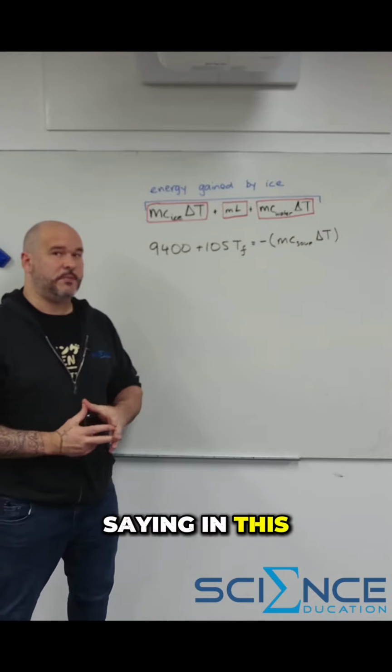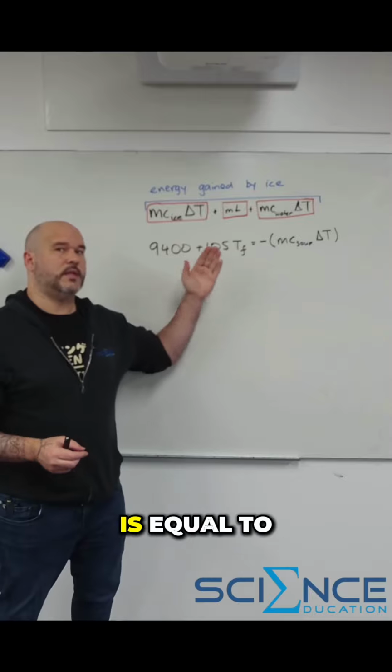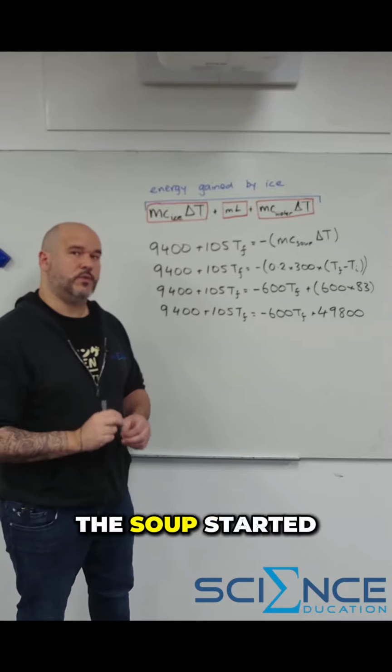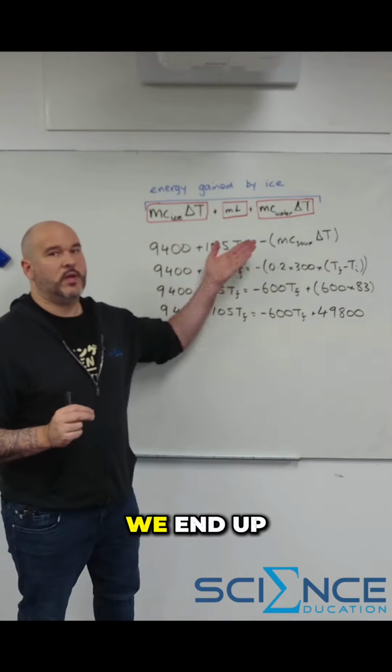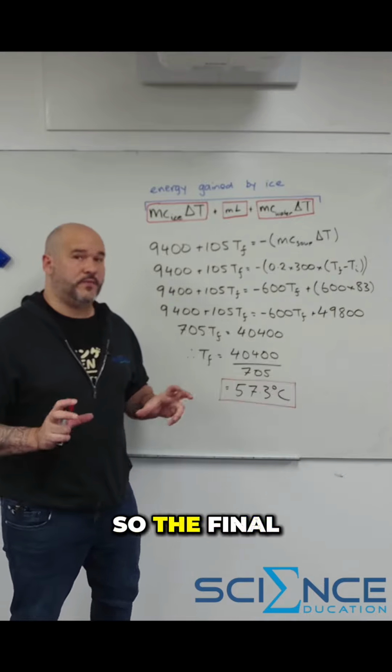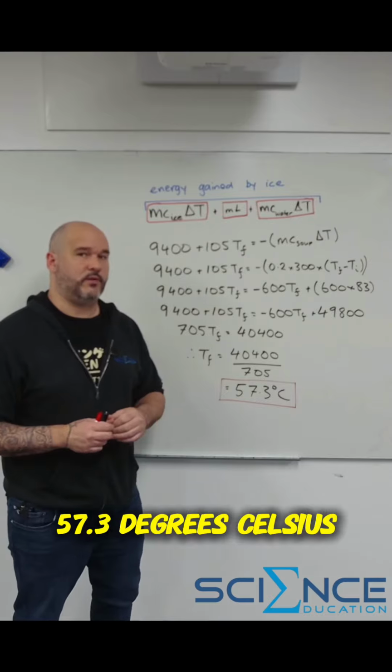And what we're saying in this part is the energy absorbed by the water is equal to the energy which is lost by the soup. Recognizing from the question the soup started at 83 degrees Celsius, we end up with this expression. Now we're just going to group our TFs and solve. So the final temperature is 57.3 degrees Celsius.